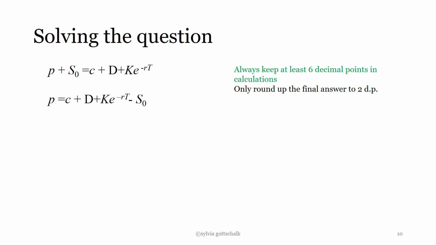Now, solving the question, first you take your formula. So this is the one given in the exam paper, and you rewrite it to put the price you're looking for on the left-hand side of the equal sign. If you were looking for C, so if the question was calculate the price of a call instead of calculate the price of a put, you will rewrite this writing C equals P plus S0 minus D minus K, right? Because what you're looking for is C, but in our question you're looking for P, so you don't need that.